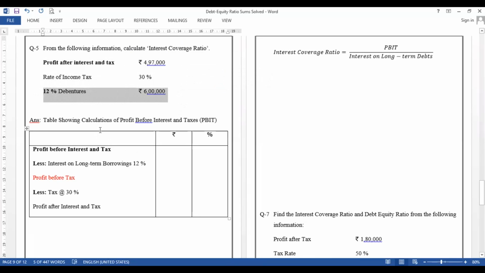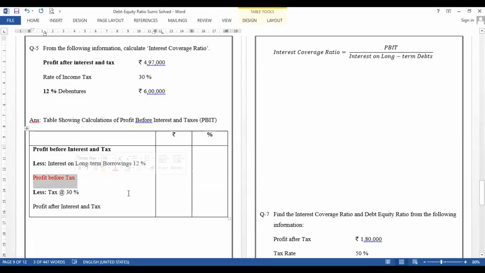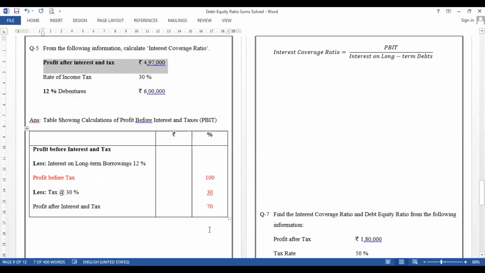As in the theory part, in the formula part, I have told you this table is definitely going to help us calculate the profit before interest and taxes. Why have I marked profit before tax with red over here? The reason is very clear. I need to start with this profit before tax. I need to assume it as 100 in percentage. I know the tax percentage is 30%, so let me deduct 30% from here. So profit after tax left out will be 70, profit after interest and tax. And that is exactly the amount given to us, rupees 4,97,000. So let me write this profit after interest and tax, rupees 4,97,000.